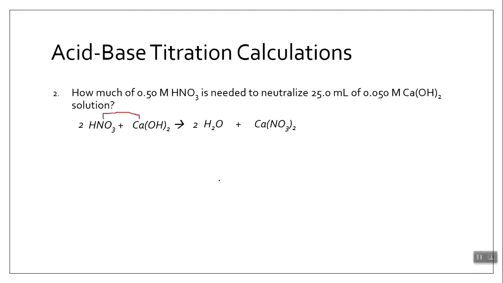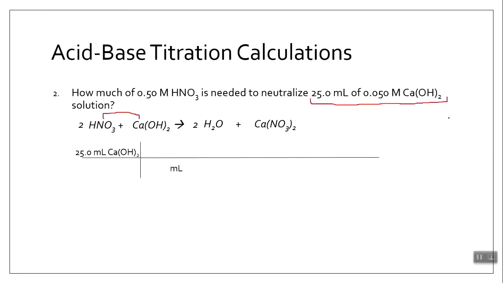So we are going to start with the volume of our base. Okay, so you always want to start with the pair that's given, and in this case, that's the base. So 25 milliliters, and here we're going to go ahead and convert into liters, right? Because again, molarity is moles per liter. And then I'll use the molarity of calcium hydroxide.